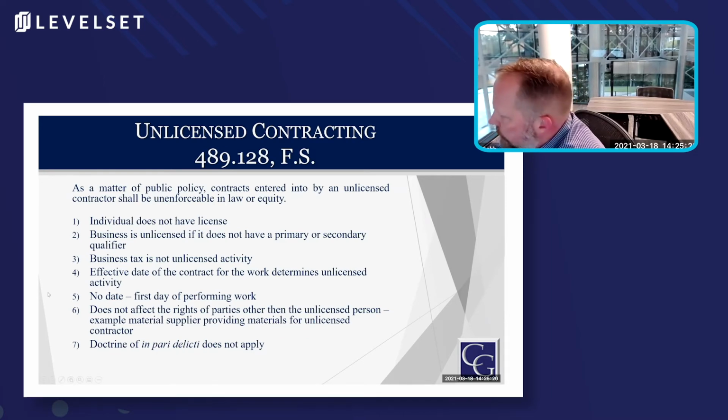If you don't have a license and you have a material supplier who has provided materials, your unlicensed status will not affect the lien rights of downstream suppliers and subcontractors, so long as they are properly licensed for the work they need to be doing as well. And the doctrine of in pari delicto does not apply.